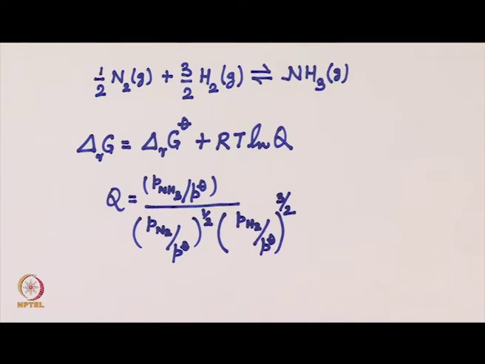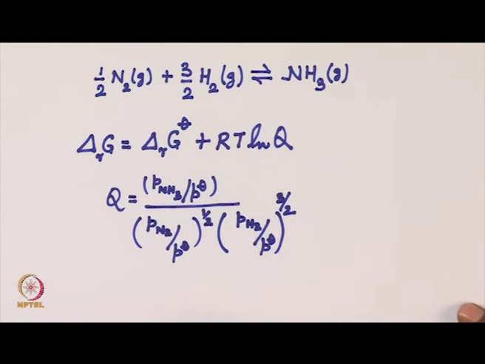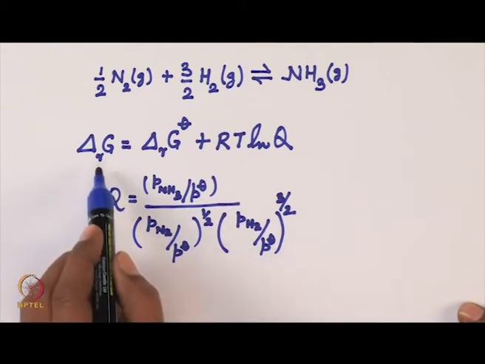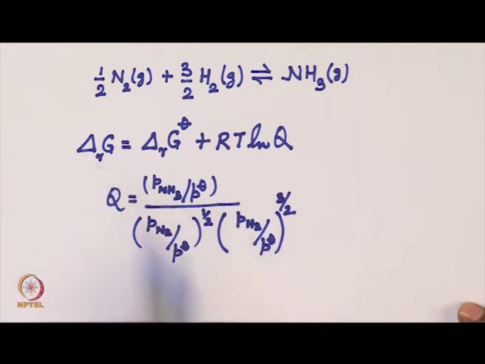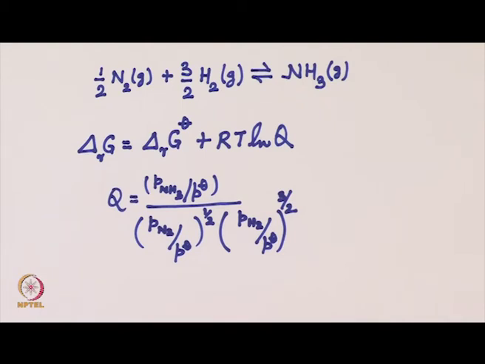Since we are given the information that we treat these gases as ideal gases, I am using the pressures instead of fugacities. Now we have been given the partial pressure of ammonia, and the partial pressure values of nitrogen and hydrogen, which we can substitute in this and find out whether delta R G turns out to be positive or negative. Let us see what we get. We go back to the slide.